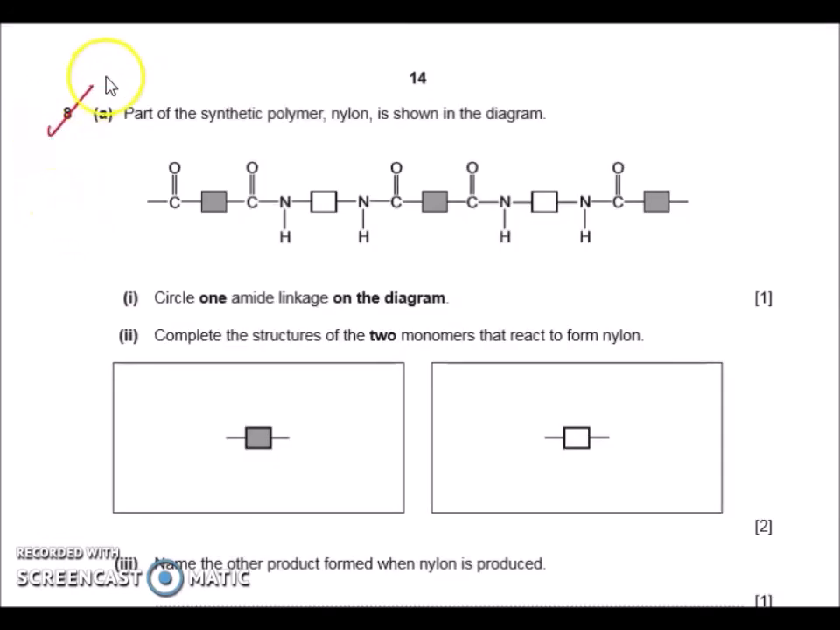Now is question number 8. A part of the synthetic polymer nylon is shown in the diagram. Circle 1 amide linkage on the diagram. It's a bit hard for me to show you the whole process over here, so let me use another whiteboard to show you the entire operation of this.